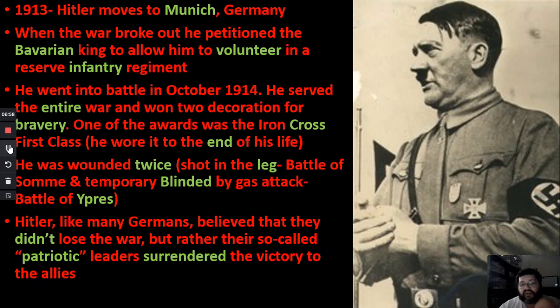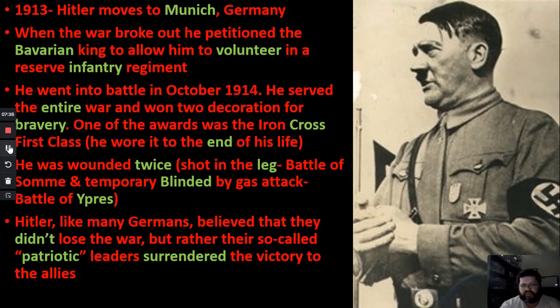He served the entire of World War One. He won two medals, two decorations for bravery. One of these awards that he got was called the Iron Cross, Iron Cross First Class. And what made this medal special was that he wore it with him up until the day he died. I'm going to say like 90 some percent of the pictures of him, you'll see him wearing it. Like in this picture, you can see it on his little chest area, that little cross. He always wore that medal. He was very proud of it.